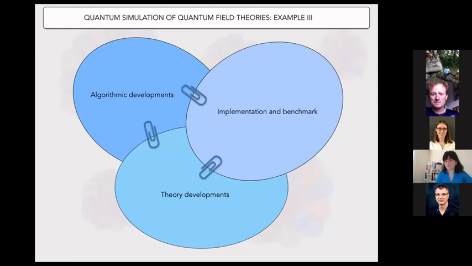So what about quantum simulations of quantum field theories, the other path that I mentioned? Now you can start with and use quantum hardware to simulate the theory from first principles. Similar to the other path, there are going to be several different developments that have to happen at the same time. These involve theory developments, algorithmic developments, and also implementation and benchmarking, which is really going to be an important aspect of all these developments.